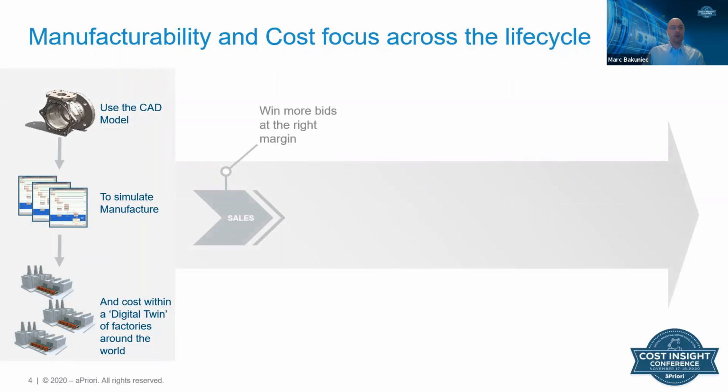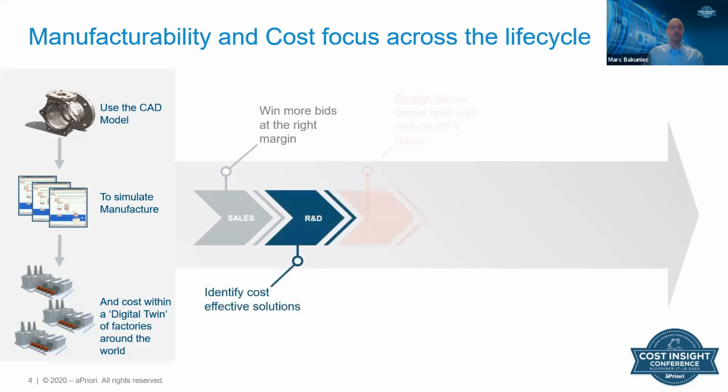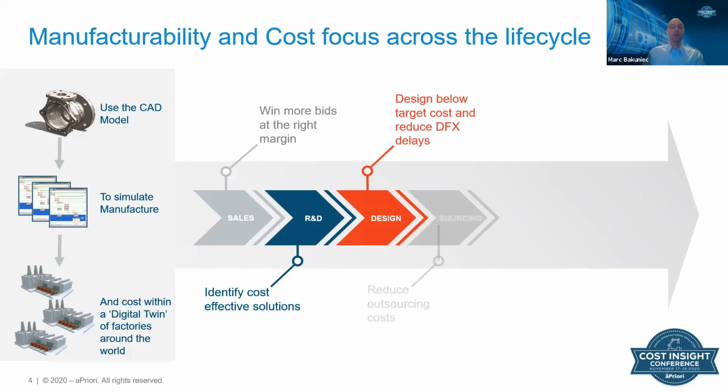This investment casting cost model, just like any of the other existing cost models, provides value potentially across the whole product development process. So it begins potentially in sales to win more bids at the right margin. In R&D and design, it's all about identifying cost-effective solutions and hitting your design to cost targets, as well as, of course, getting design for manufacturability feedback. In sourcing, reducing your outsourced costs by having fact-based negotiation to support your buyers when they are working with suppliers.